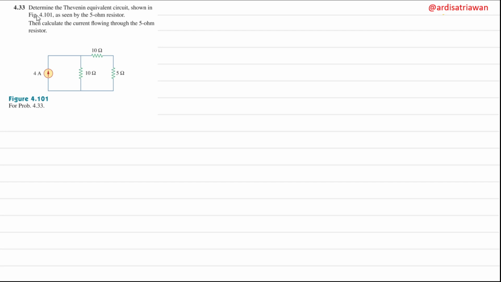So the question is to determine the Thevenin equivalent circuit shown in this figure as seen by this 5 ohm resistor. And then we need to calculate the current flowing through this 5 ohm resistor. So we are going to find out the current that passes through this resistor here.